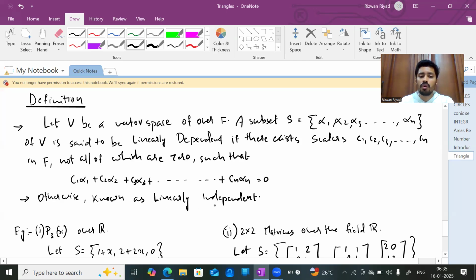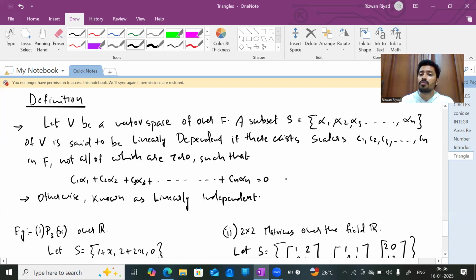That means you cannot find such C1, C2, C3, etc. to Cn, not all of which are 0. If you are not able to find such C1, C2, C3, etc. to Cn, then we can say that they are linearly independent. That means this equation, C1 alpha 1 plus C2 alpha 2 plus C3 alpha 3 plus, etc. up to Cn alpha n is 0, happens only if all of C1, C2, C3, etc. up to Cn are 0. Only in that case does this equation hold. Then we can say that they are linearly independent.